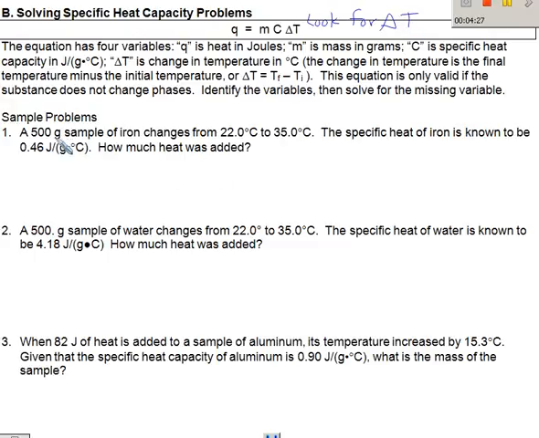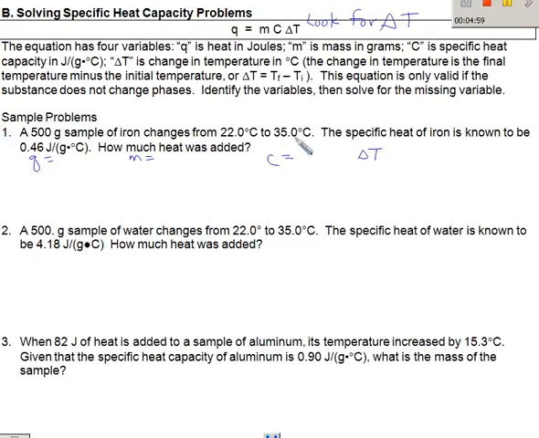Let's try this first one. We have a 500 gram sample of iron, changes from 22 degrees Celsius to 35 degrees Celsius. The specific heat of iron is known to be 0.46 joules per grams degrees Celsius. How much heat was added? So across the top here, what we're going to do is we're going to write out all the things that we need to have. So we need to have a Q, we need to have a M, we need to have a C, and we need to have a delta T.